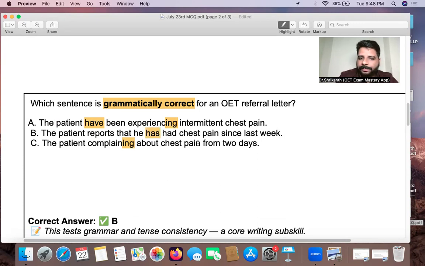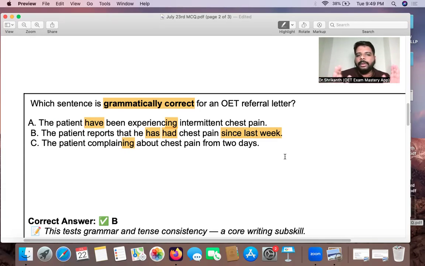So what is has? Has is present tense. Okay. What is had? Had is past tense. Since last week. Since last week continuously. So since last week, that is 1 week ago, the chest pain began. Okay. That is past tense. And it is still continuing to today.